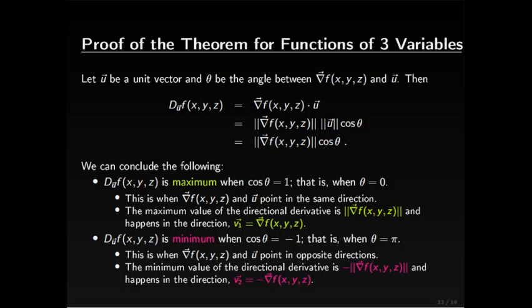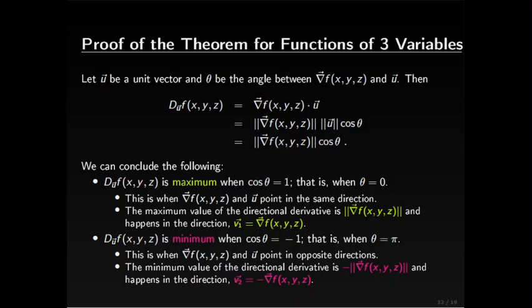We have the following. The rate of change is maximum whenever the value of cosine theta is 1. That is, when theta is 0, or the angle between u and the gradient is 0. So this happens when the gradient and u point in the same direction. In this case, the maximum value of the directional derivative is equal to the magnitude of the gradient of f. And this happens in the direction v1, where v1 is equal to the gradient of f at x, y, z.